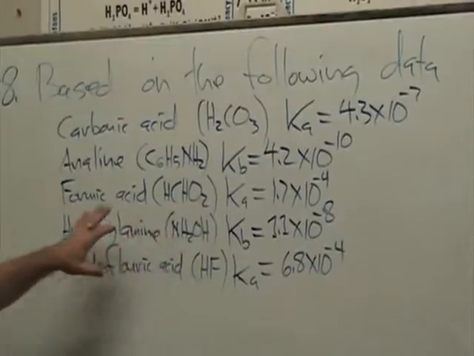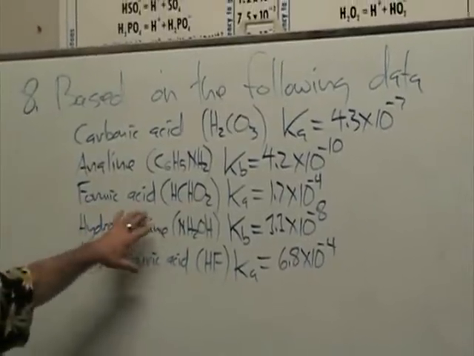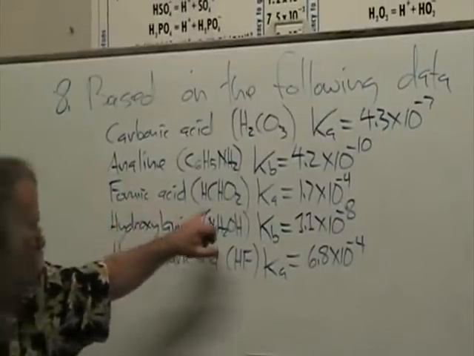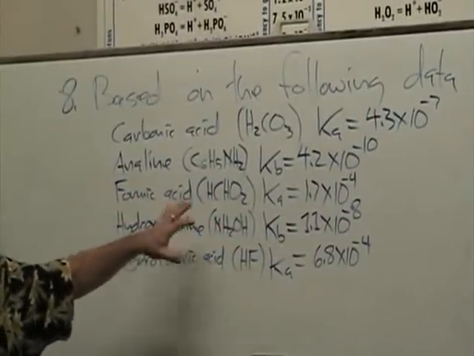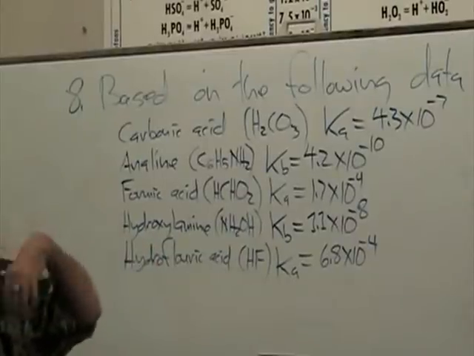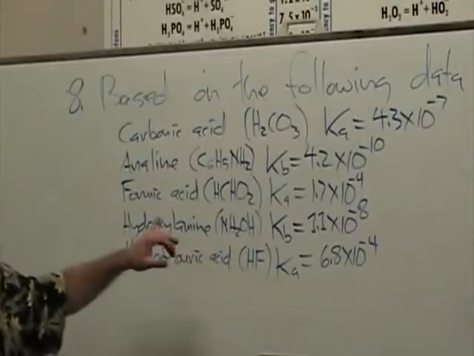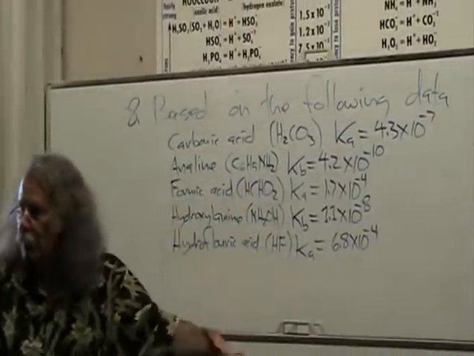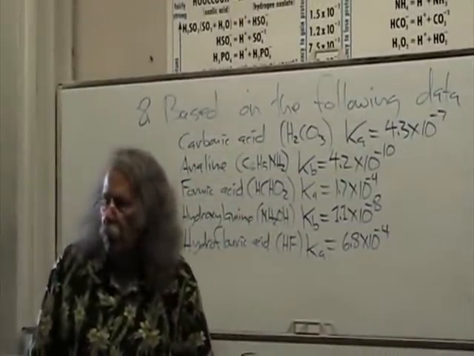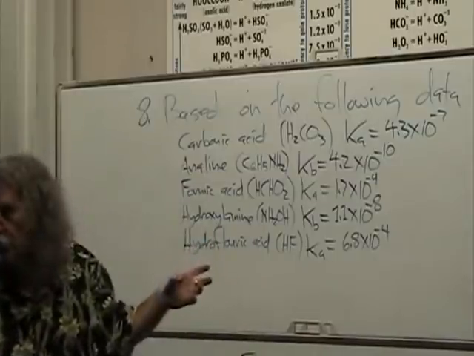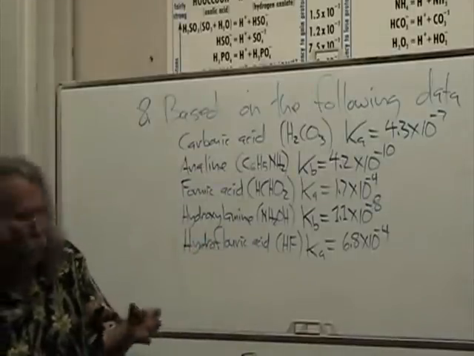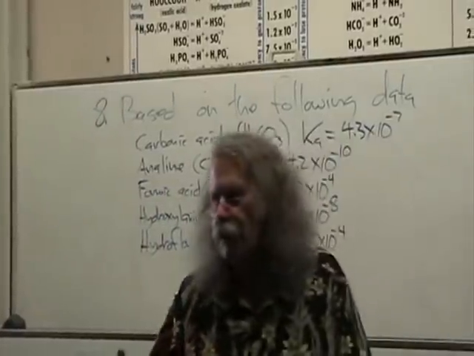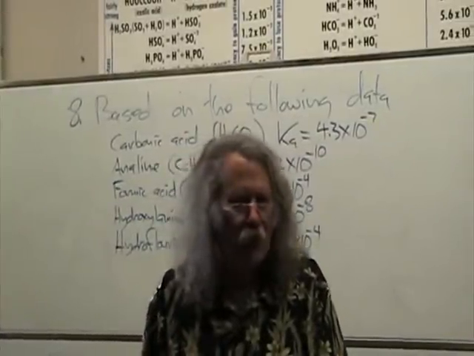Formic acid, for example: I could take the conjugate base of formic acid as formate. I could take anilinium formate and form that salt. So I'm taking the conjugates that would result if I put these two together and trying to ask, what is the pH?